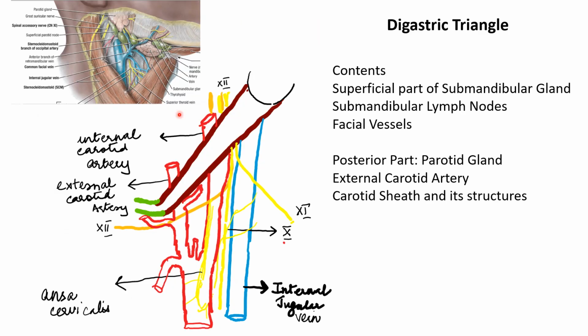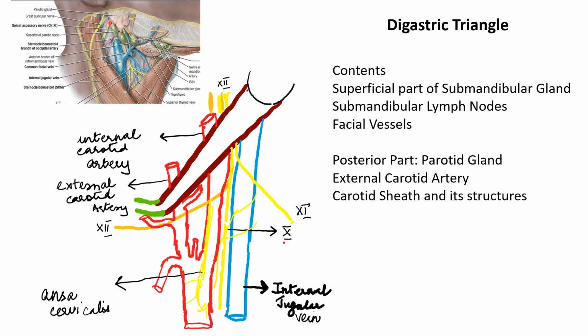Present in the digastric triangle, that is out here. Now look at this. This is the digastric triangle, which is present out here. So you have parts of the parotid gland, which is present. You also have parts of the submandibular gland. So we have the submandibular gland, the submandibular lymph nodes, and the facial vessels while they are moving on to the face, which are going to be contents of the anterior part of the digastric triangle.